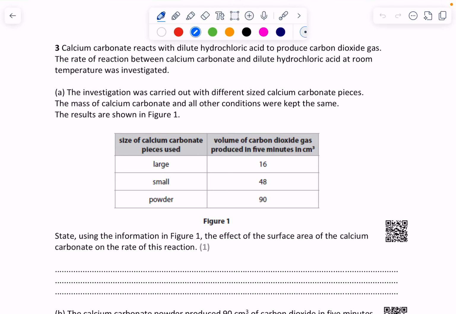Okay, this question again, we've got a lot of information to process, but the experiment they're looking at is reacting calcium carbonate with hydrochloric acid, and that produces carbon dioxide gas. And you can see in the table that they've carried this experiment out with different size pieces of calcium carbonate. And then here is a measure of how much gas has been produced in 5 minutes. And you can see that the one that's made the most gas is this one, which is the powder, and then the results go less as you go this way. So the large ones make the least amount of gas in 5 minutes.